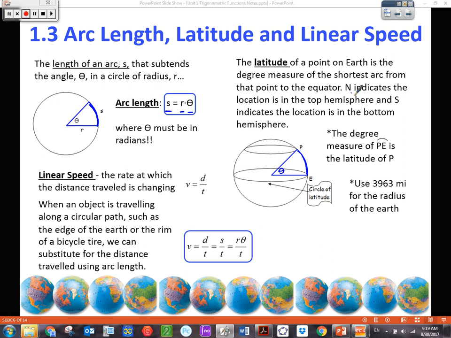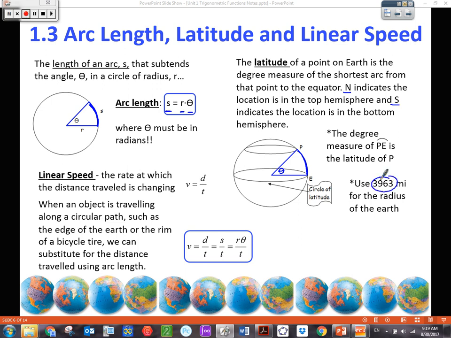If it's followed by an N, that means it's in the northern hemisphere, and you probably already know this. I'm just reminding you. If the angle measure is followed by an S, then that means that it's in the southern hemisphere. It's down here. So that's just what those mean. Northern hemisphere, southern hemisphere.